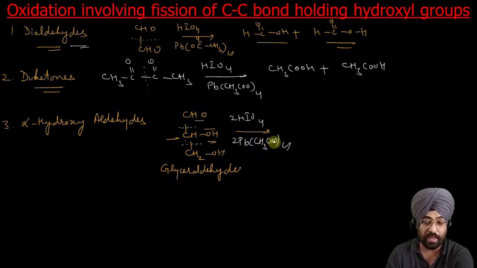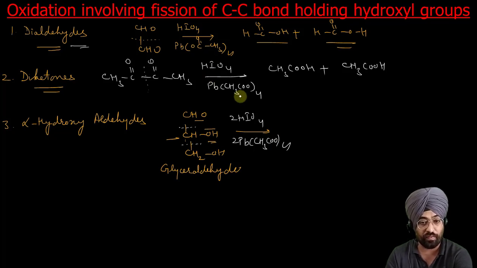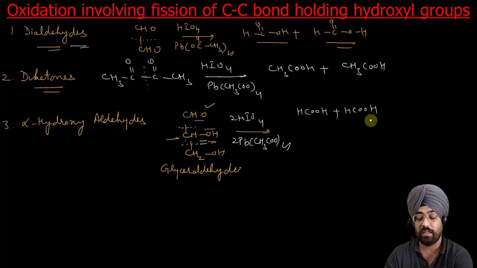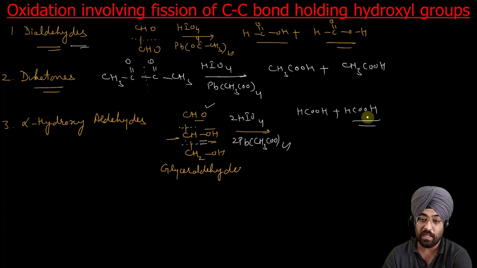So for one carbon-carbon bond we need 1 mole of HIO4 or lead tetraacetate. If we have to cleave 2 bonds, then we need 2 moles. So what we will get, this aldehyde will be converted to HCOOH, and these internal alcohols, the OH group which is present on the internal carbon, is also converted to formic acid. So you have to remember, internal hydroxyl groups are converted to formic acids, plus this will be converted to aldehyde, HC double bond O.